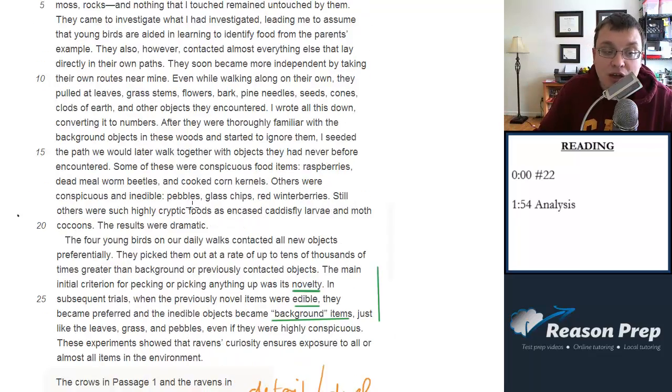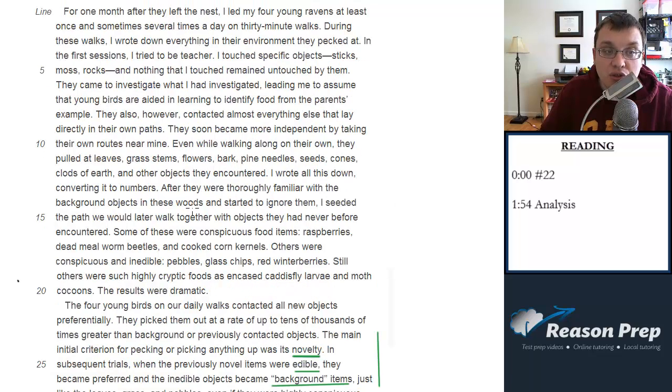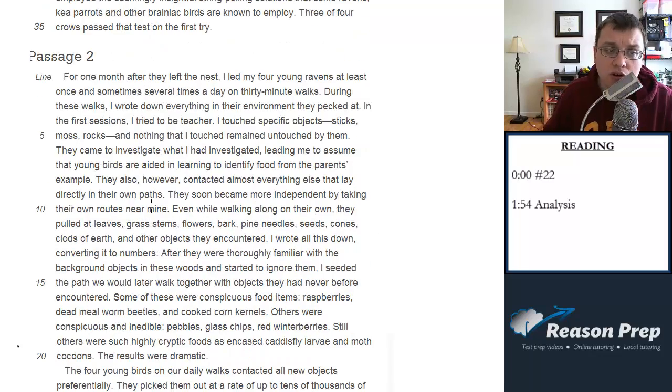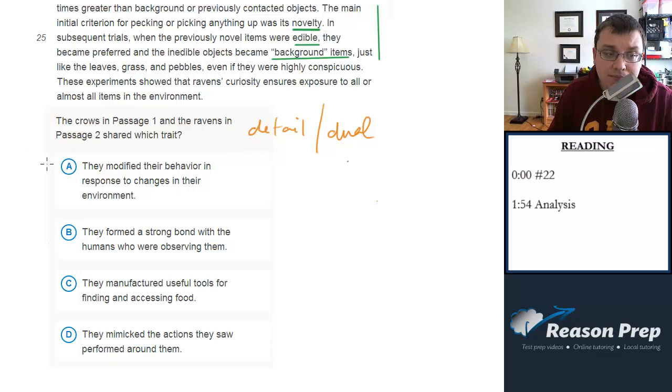In the second case, same thing. When you have different things surrounding the birds, these ravens, as they're walking around, they're going to interact with all these things in different ways. So when you put in a new object in their environment, they're going to interact with it, right? So both of these examples, both these passages show animals, ravens and crows, that are very sensitive to their environment. So we like choice A.